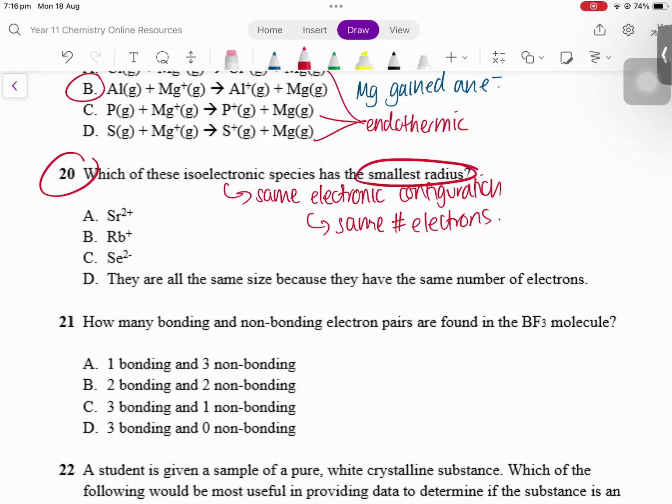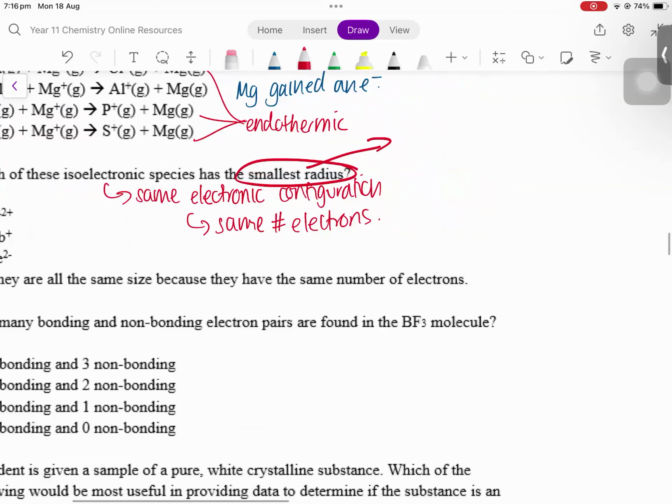Which one of these has the smallest radius? The radius depends on how far your valence electrons are. And what's holding on to your electrons?